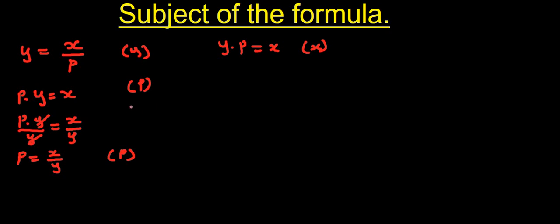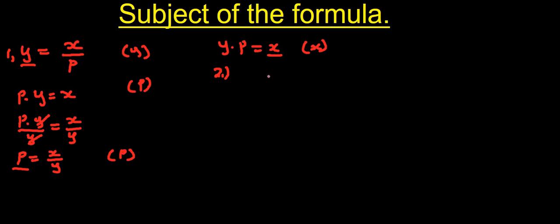Let's look at another question. This was number 1, now number 2. So looking at y equals to x over p, we're given y equals to x over p. Y was the subject of the formula, and from the same equation we make p the subject of the formula, and you also make x the subject of the formula. So it depends on what they say, find and make it the subject of the formula.